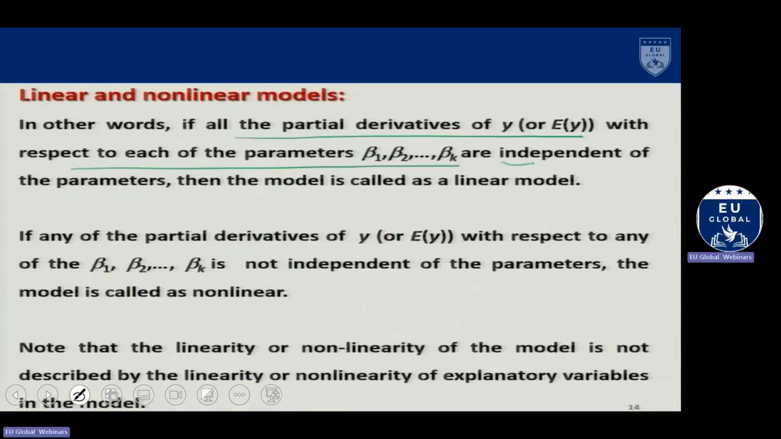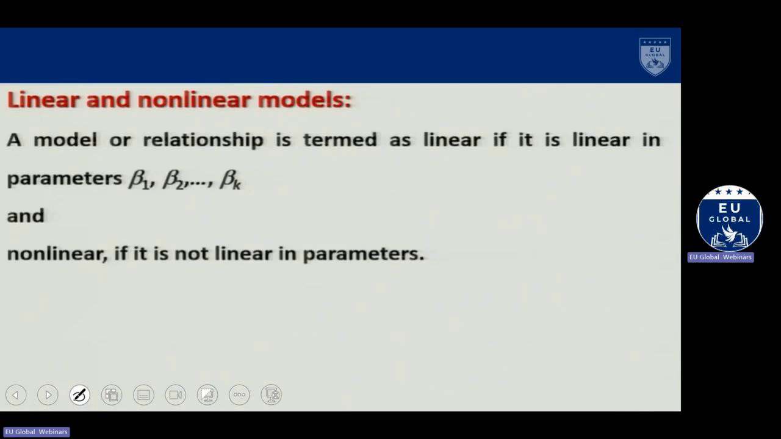Whenever we find the relationship of a model which is linear, the model is called a linear model. Suppose we find the partial derivative of y with respect to each of the parameters beta 1, beta 2, beta k, and it is independent of the parameters, then it is called a linear model. And suppose the partial derivative of E of y with respect to beta 1, beta 2, and beta k is not independent of the parameters, then it is called non-linear, right?